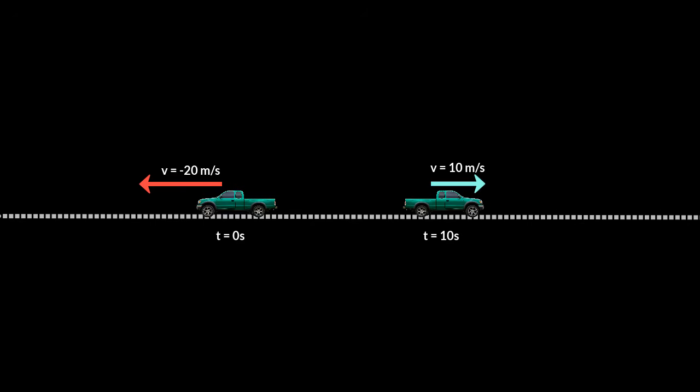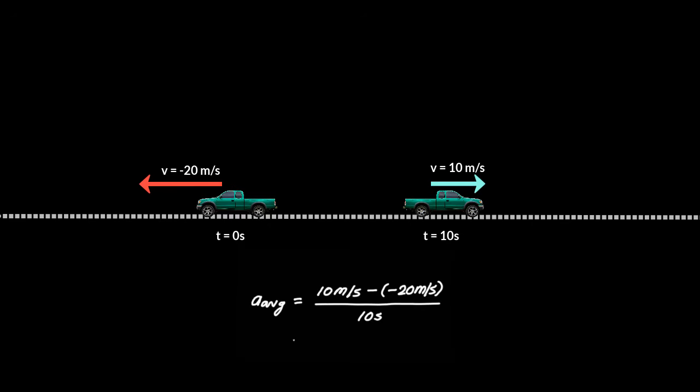So the acceleration here is v final, that is plus 10 meters per second, minus v initial of minus 20 meters per second, divided by time, that is 10 seconds, and this equals 3 meters per second square. So let us summarize the situation.